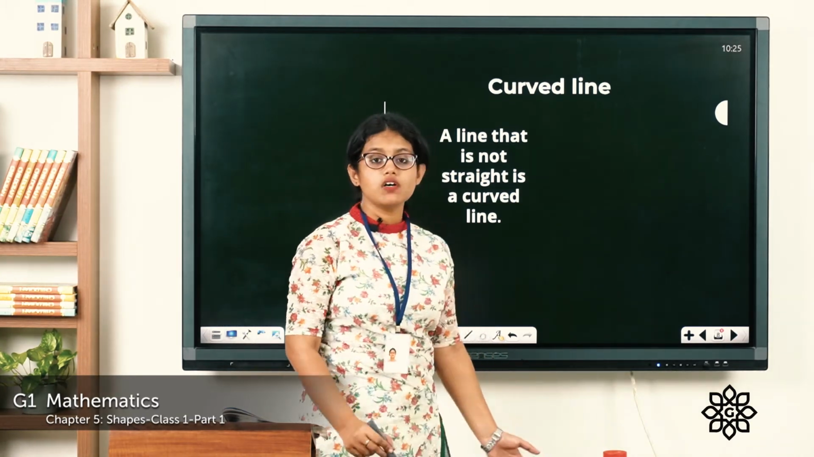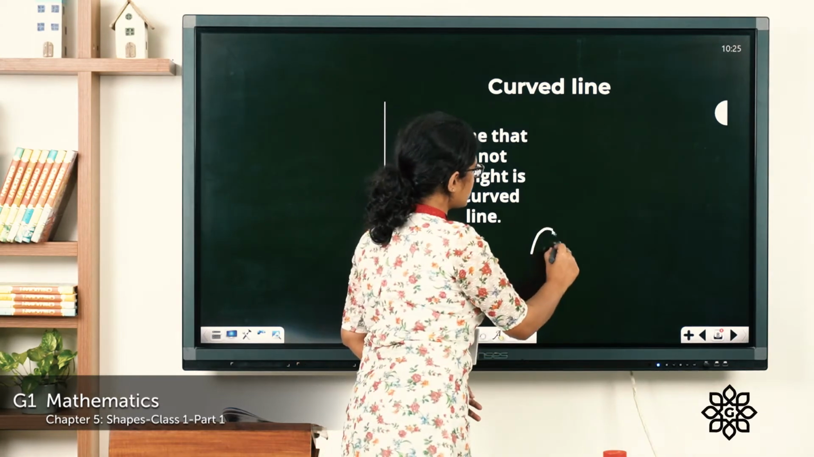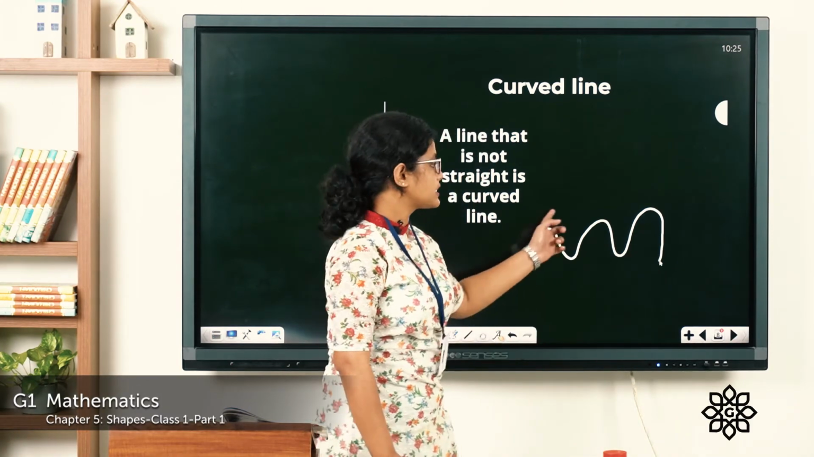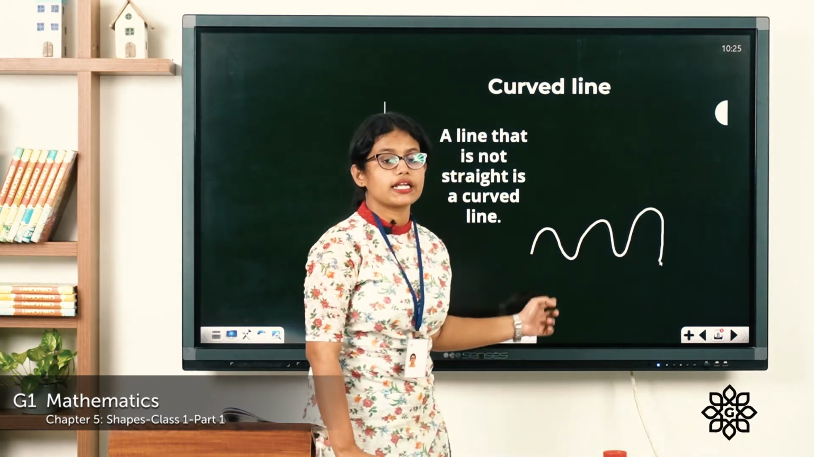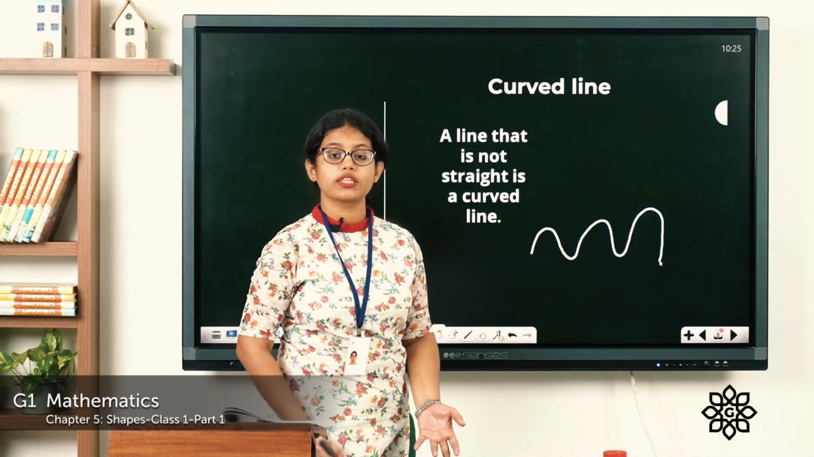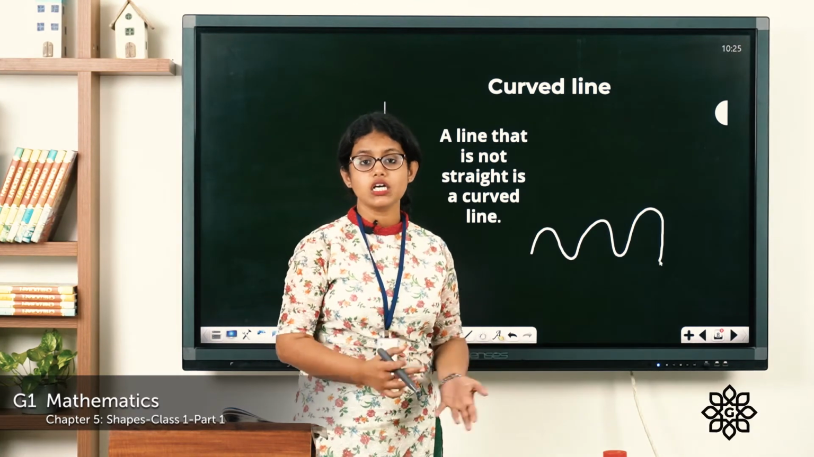And what about a curved line? How can we draw a curved line? We draw a curved line like this, right? Is this straight? No, it has a bend. So that is a curved line. So we can draw shapes with straight lines as well as with curved lines.